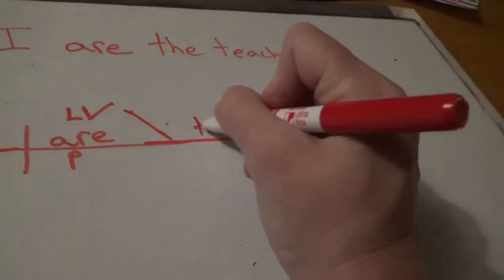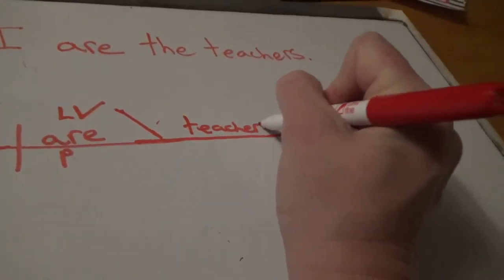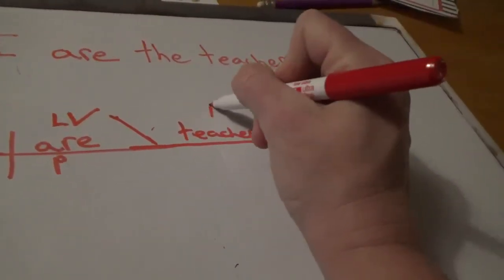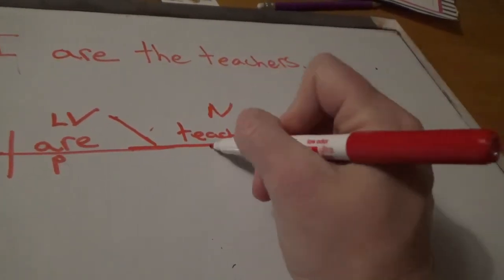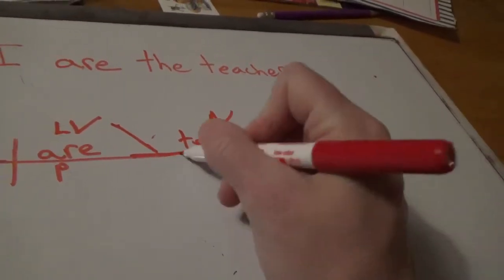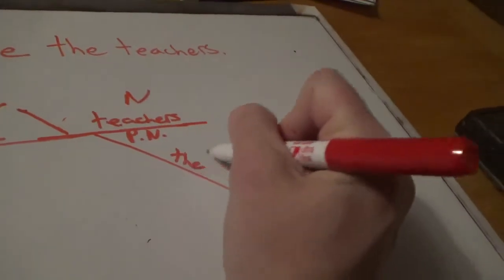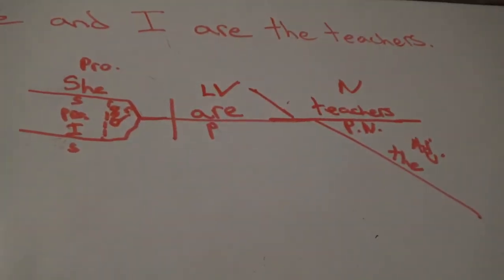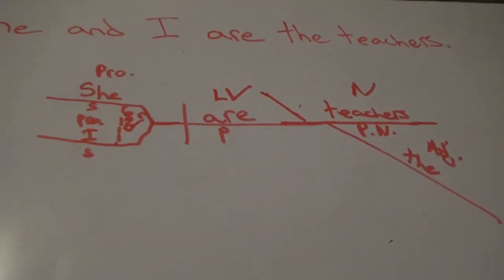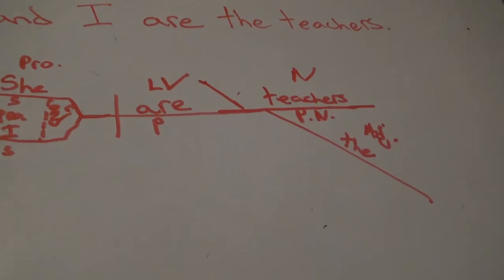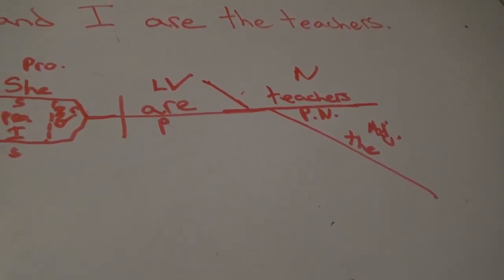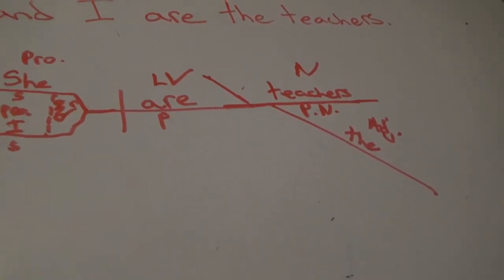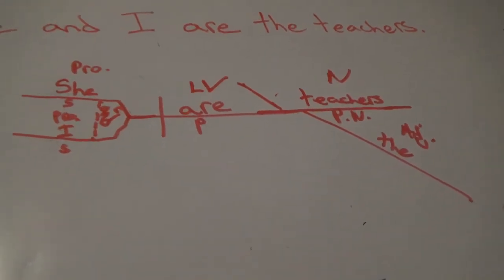So I'm going to write teachers here for this one, and I would put a noun, and I would put PN for predicate nominative, and then the for adjective. So she and I are the teachers. If you didn't write that, that's okay. I just want you to understand this one. She and I are the teachers. We could switch that around and say the teachers are she and I. That's how we know that it's a predicate nominative.